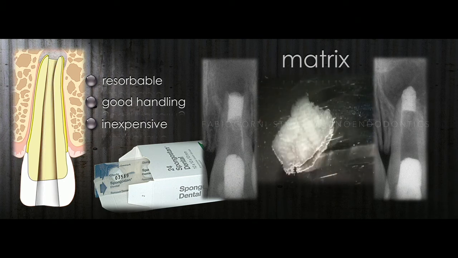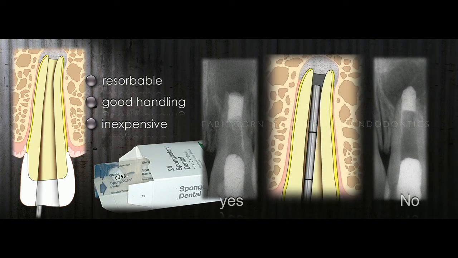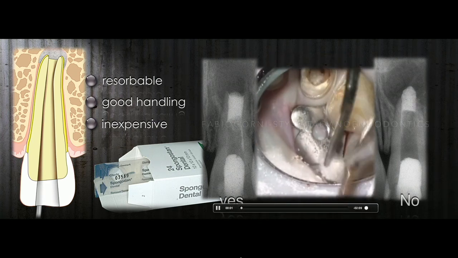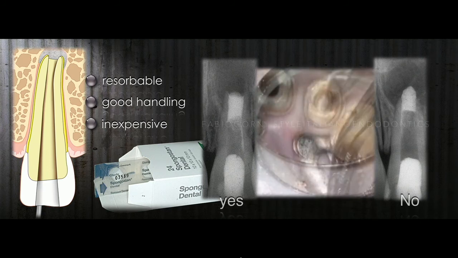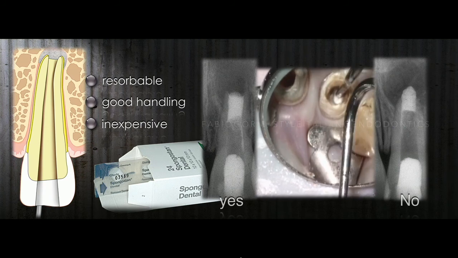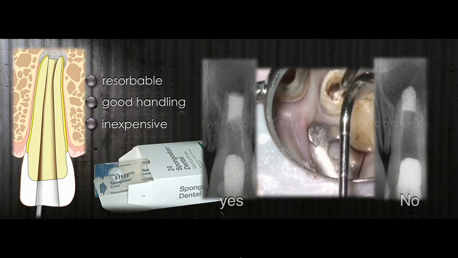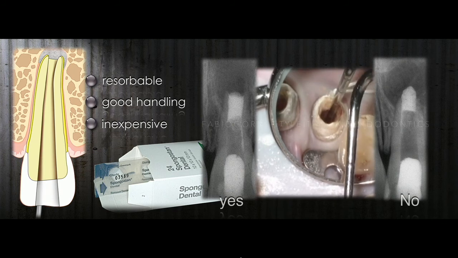We can push the barrier outside of the root with a plier. It's not a difficult action, but also in this case, we must control that the barrier stays outside of the root and not inside, because inside we need the space for the MTA. We can follow the steps of the procedure in the video. I'm using the collagen barrier, and I'm pushing the collagen barrier with the plier. If we are using microscopy, we can follow the steps easily.